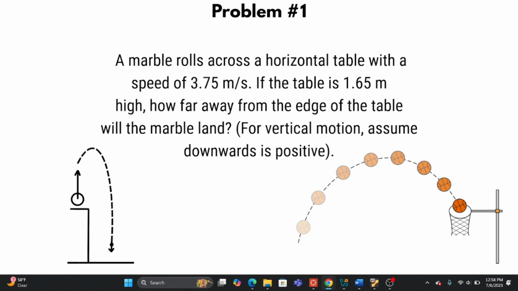So the first problem is that a marble rolls across a horizontal table with a speed of 3.75 meters per second. If the table is 1.65 meters high, how far away from the edge of the table will the marble land? And for vertical motion, always assume downward is positive.